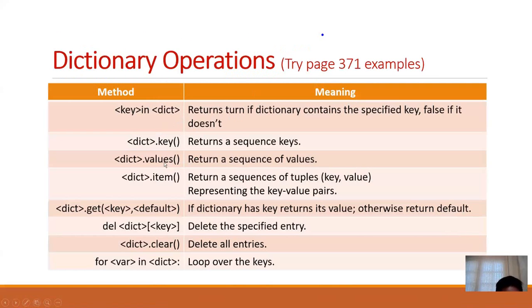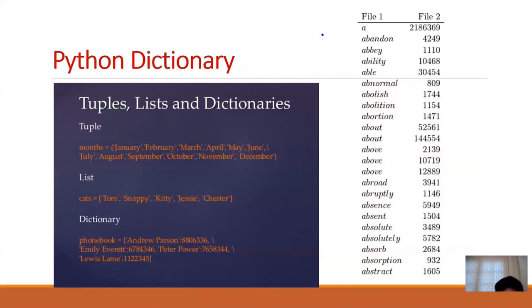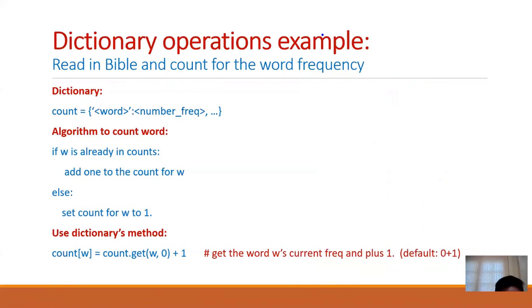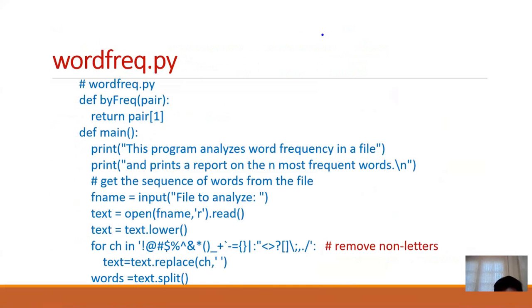You can get the keys, get all the values, or get the items including key and value, and then get which item value, and then delete certain elements, something like that. So here, as you can see, this is similar to the list. So I don't repeat the discussion for the dictionary.